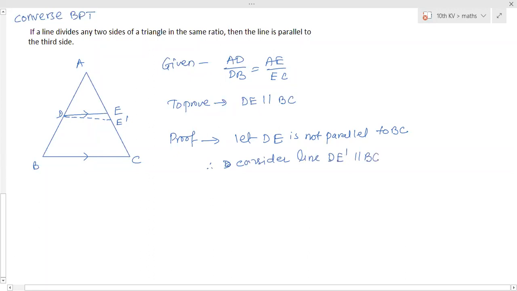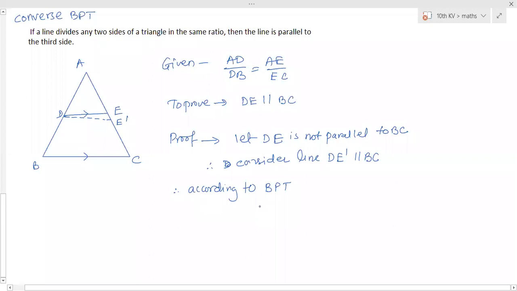If DE is not parallel, that means from point D another line will be there. One and only one line can pass through a point which is parallel to another line. So for BC, from D, another line is drawn parallel. Suppose it is DE dash. So DE dash is parallel to BC. Then according to the basic proportionality theorem, what can we say about the ratios?